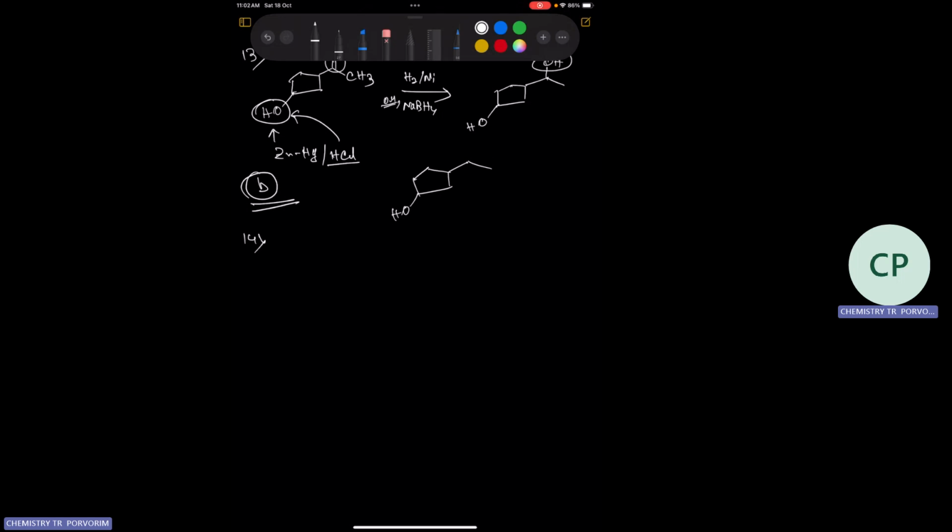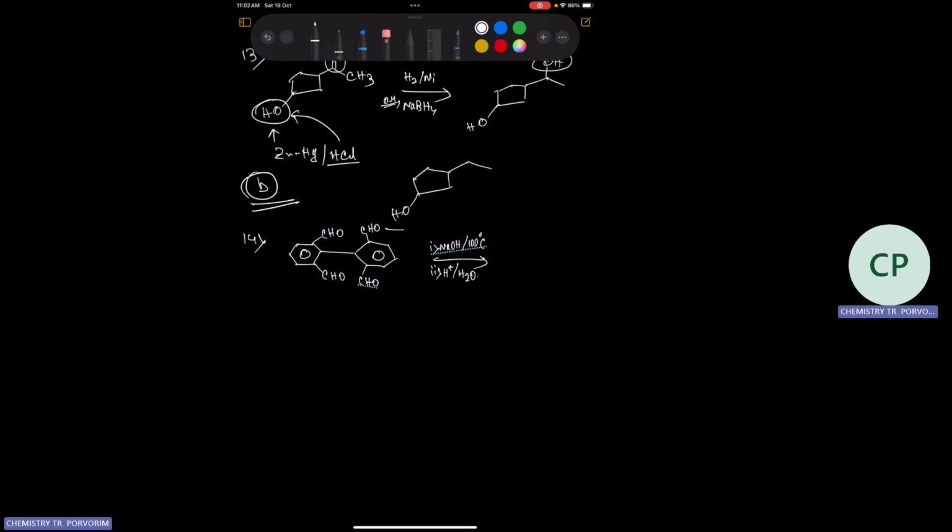Question number 14. Here is a CHO, and here is another CHO. Here is another CHO. Here is another CHO. So the first one is NaOH, 100 degrees Celsius, then 2H plus per H2.